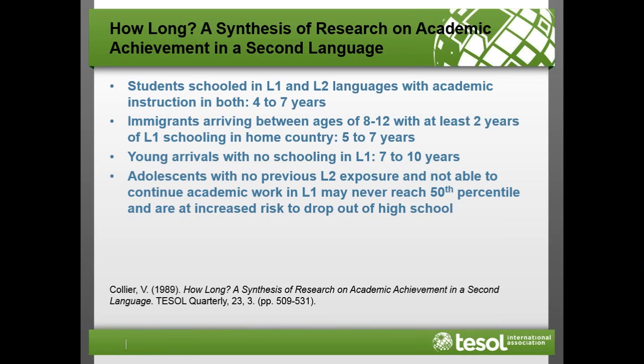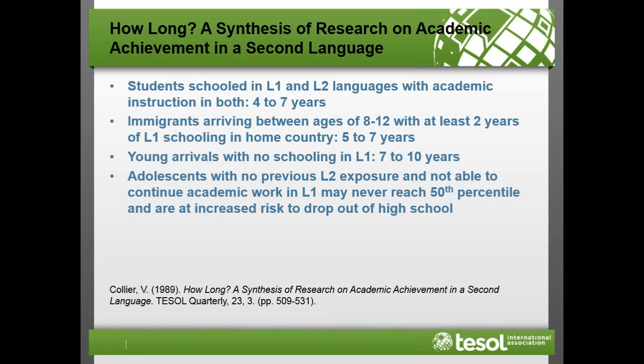And then they compare this with immigrants who arrive at older ages, between 8 and 12, with about 2 years of schooling in their first language. It's going to take them generally 5 to 7 years, so maybe a little bit longer at the bottom end of the spectrum. Young arrivals, with young being around those ages, 8 to 12 more or less, with no schooling in the first language, look how long it's going to take them. 7 to 10 years.